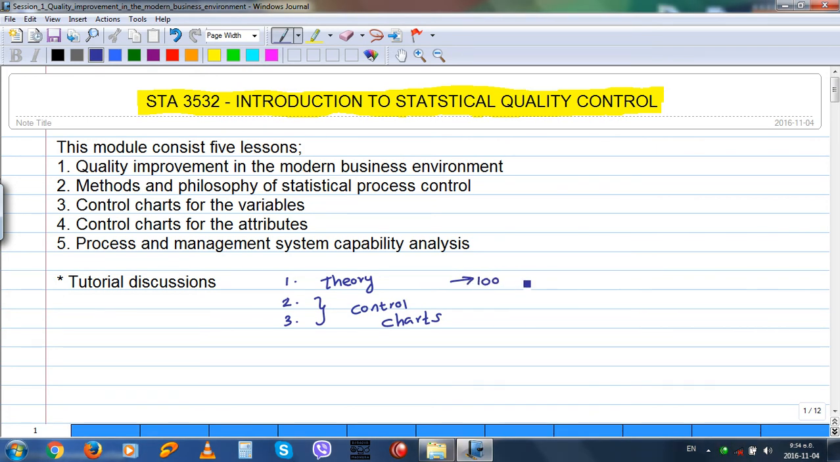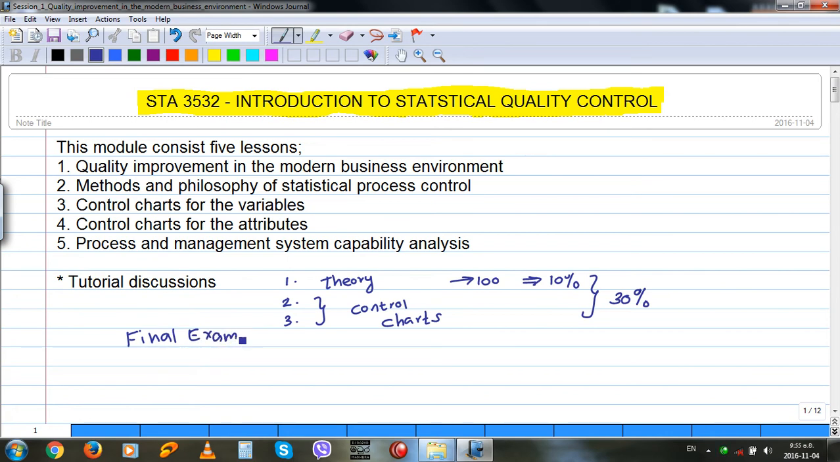For each and every one give 100 marks, and 10% of each tutorial is taken to calculate the final grade. It means for 3 tutorials altogether 30% is given, and the remaining 70% will be calculated to the final grade from the final examination.